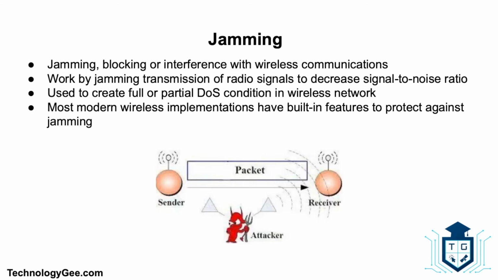Next is jamming. Jamming is the deliberate jamming, blocking, or interference with wireless communications. In some cases, jammers work by the transmission of radio signals that disrupt communications by decreasing the signal-to-noise ratio. In a lot of instances, the jamming of wireless signals is used to create a full or partial DoS condition in the wireless network. Most modern wireless implementations provide built-in features that can help immediately detect jamming attacks.